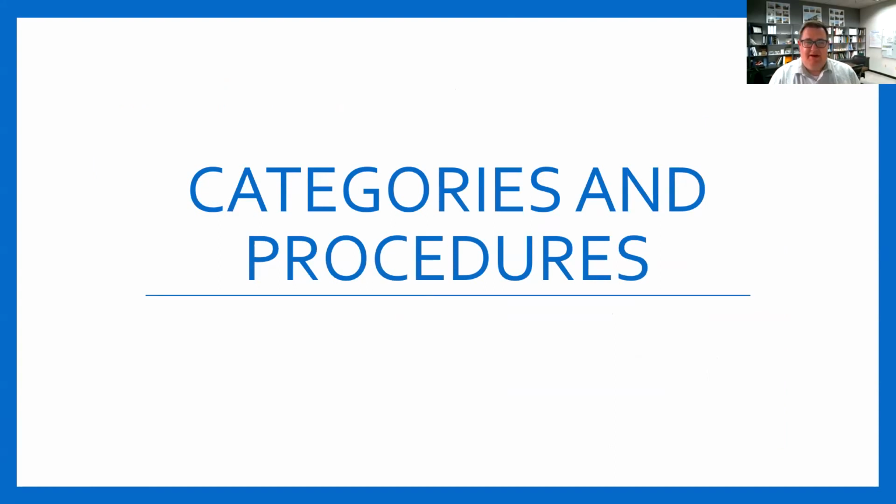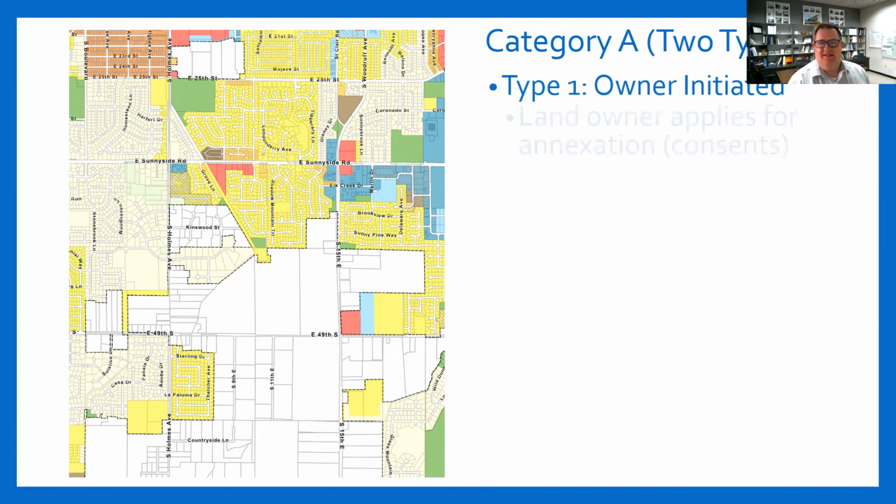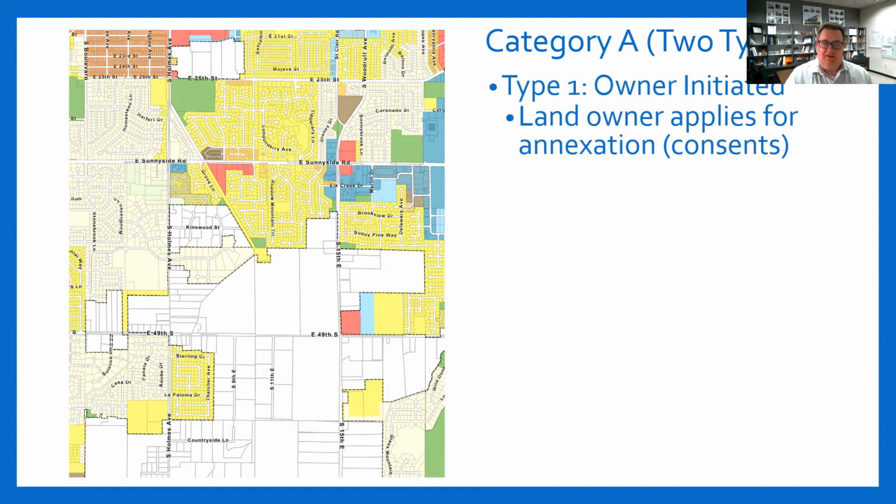So let's talk a little bit about the categories and procedures that are required for each one. So I've mentioned that there's categories A, B, and C. And with A and B, there are really two types, and there's actually three, but I'm not going to talk about the third because they're fairly rare and probably aren't relevant for this kind of a discussion. The first type of category A is what we call owner initiated. And what we mean by that is that the landowner themselves applies to be part of the city. They apply for annexation, which in the terms of statute means that they have consented to being annexed. So they want to be part of the city. Pretty simple and straightforward.